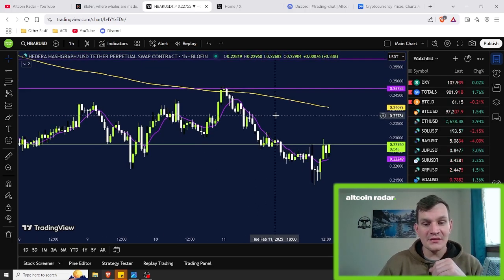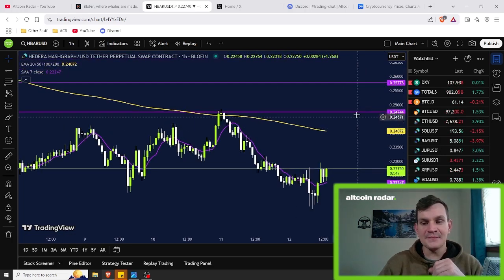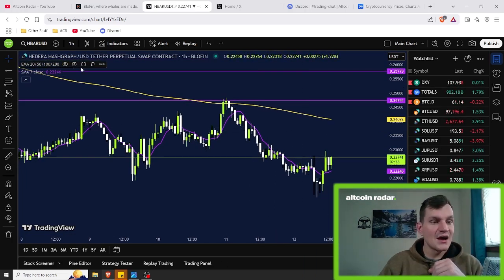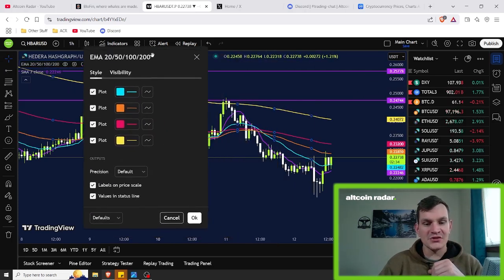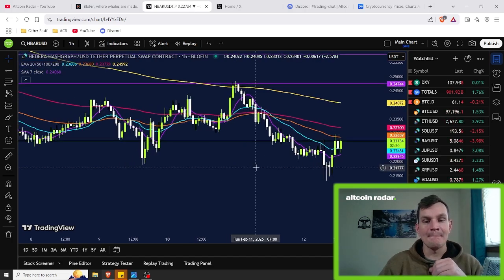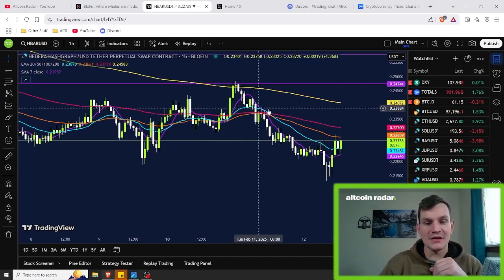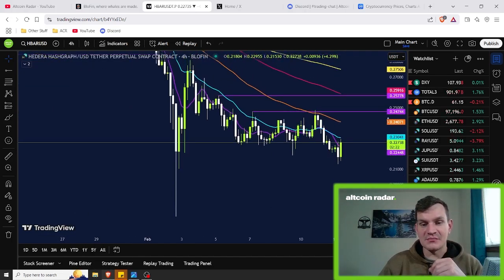Now, the other thing that I also do is, instead of using only horizontal lines for support and resistance, I also use all of these moving averages for dynamic support and resistance ranges as well. So as you can clearly see, let me move this over to the 4-hour chart here, just because it's a little simpler.